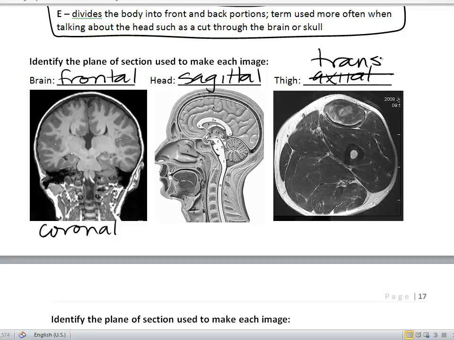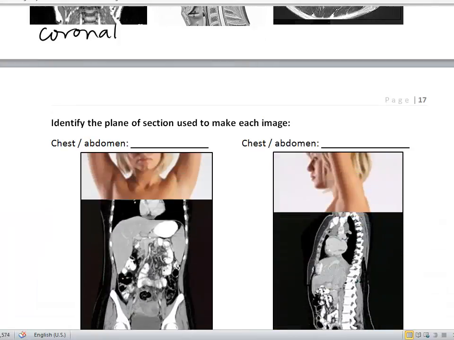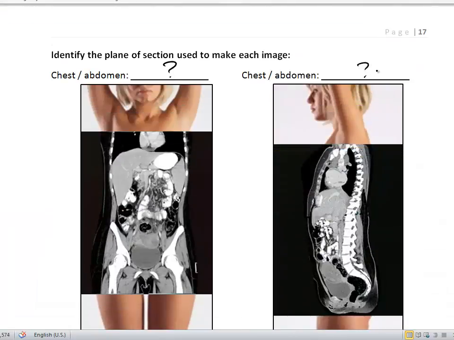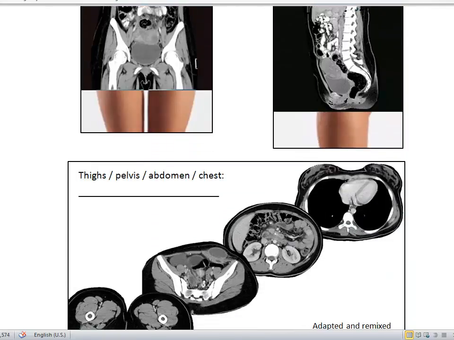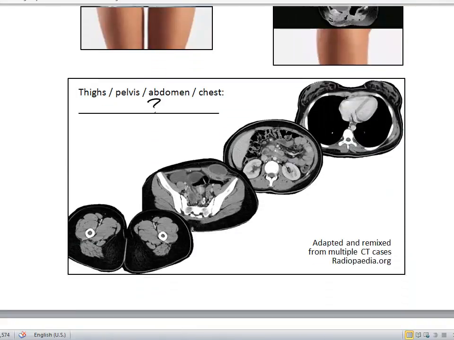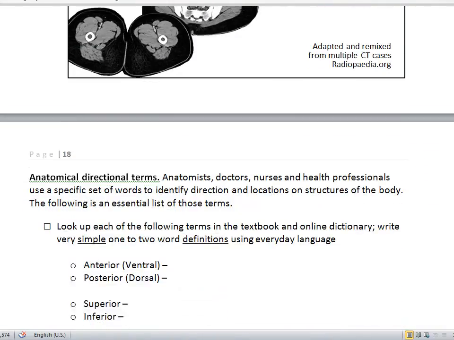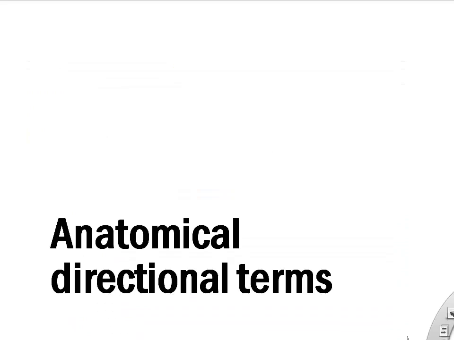Frontal cut or coronal. You can use those interchangeably. And we'll use transverse. Make sure you can identify these different cuts, depending on whether you're looking at the x-ray or the image or the cut open organ. You can name the type of cut.